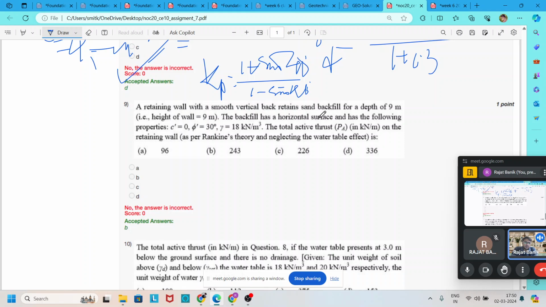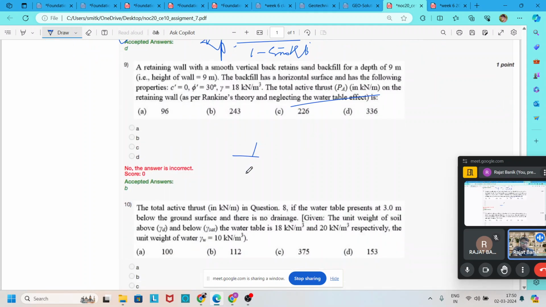The backfill has a horizontal surface and has the following properties: c is 0, the cohesionless soil, phi is 30 degree, gamma is 18 kilonewton per meter cube. The total active thrust, that is PA, we have to find out on a retaining wall as per Rankine's theory, and integrate the water table effect.